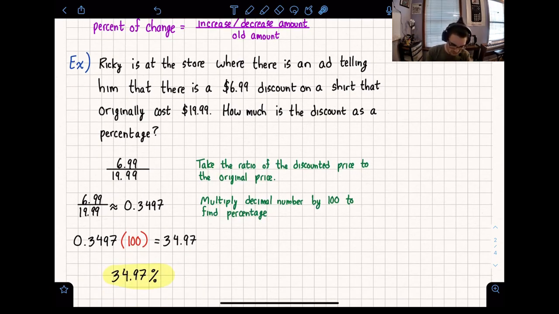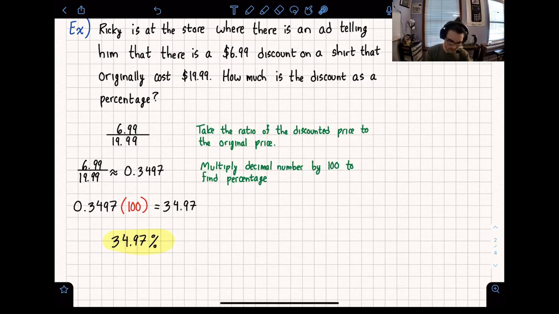We just solve this. 6.99 divided by 19.99 is a very long number, so we just round to, I picked 4 decimals arbitrarily, 0.3497. Now, because this is compared to 100, we always take this decimal number and multiply it by 100, and this gives us the percentage. So 0.3497 times 100 equals 34.97.